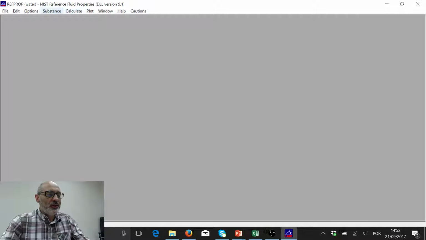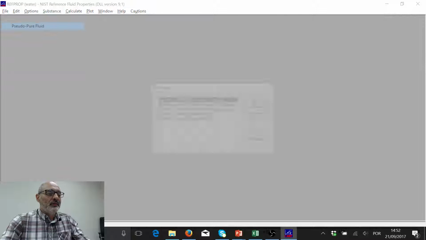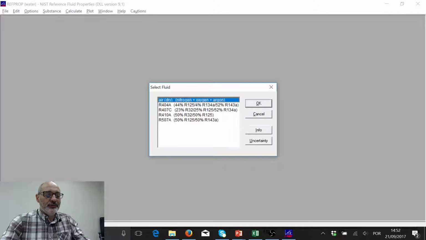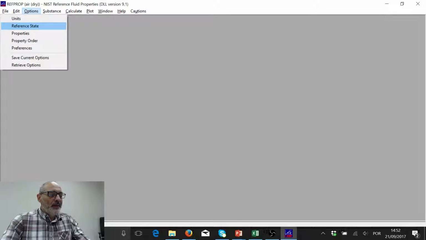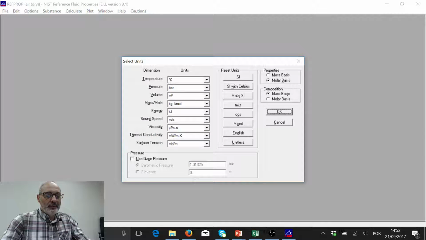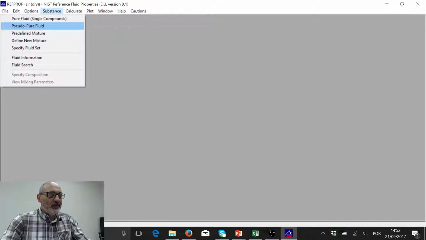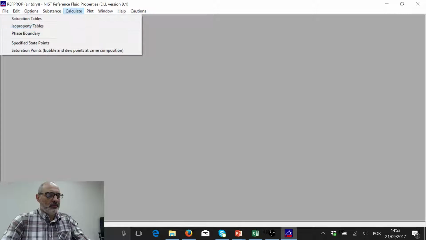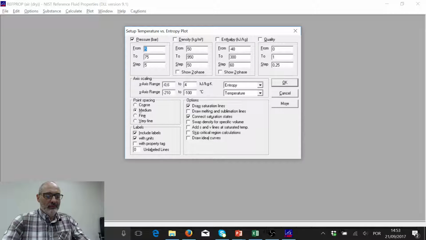First thing, you have to change substance. Air is a pseudo-fluid, which I already have here: dry air, nitrogen, oxygen, and argon. Let me just go back to mass base units here. And we can plot a TS diagram at different pressures.